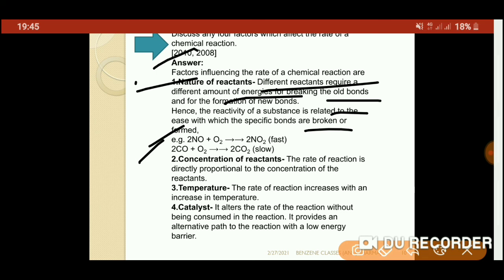Next is the concentration of the reactants. This is also the second factor which influences the rate of reaction. The rate of reaction is directly proportional to the concentration of the reactant. If you increase the concentration of the reactant, then the rate of reaction will increase. In the opposite case, if you decrease the amount of the reactants, then the rate of reaction will decrease. So the third factor is the temperature.